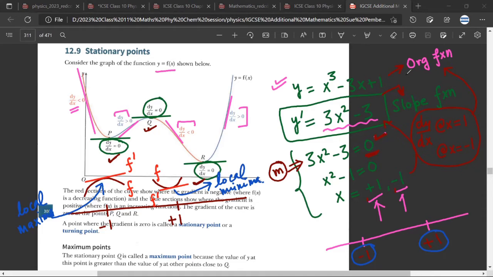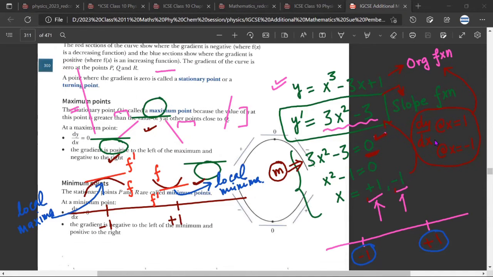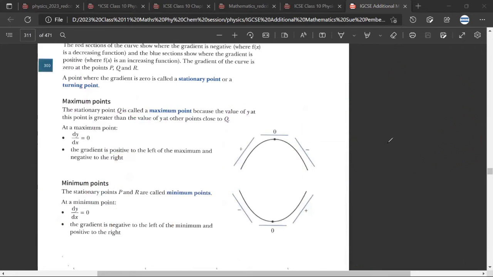If we are clear till here, then you will understand the meaning of what you had noted. See, at this point and at this point, the slope is zero. But the difference is this point is a local maxima while this point is a local minima. Am I making sense?